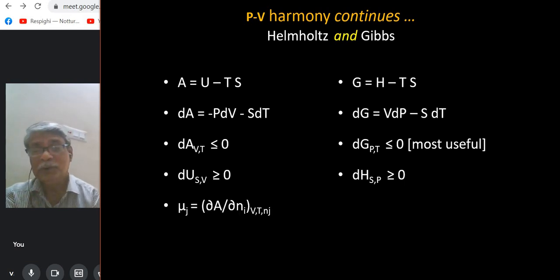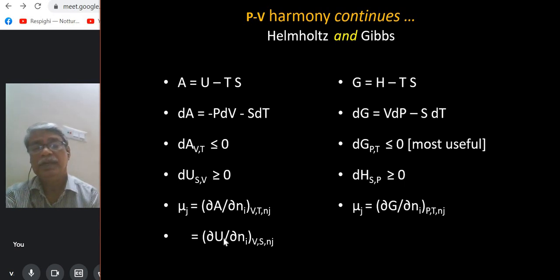The chemical potential we can express by this (∂A/∂n). So, and by definition, this is (∂G/∂n). Here suffix is V, T and here it is P, T. So PV harmony is still there. Not only that, we can express chemical potential in other form using U, and similarly you can expect using H. So really chemical potential can be expressed in either of these four forms, right?